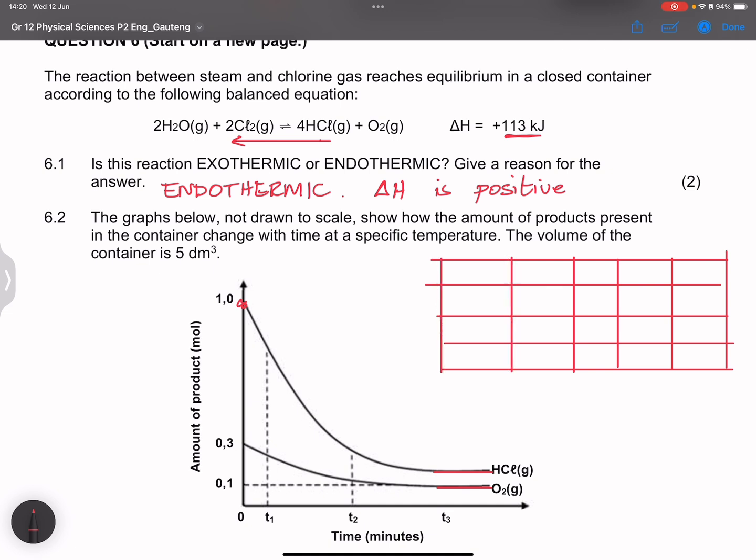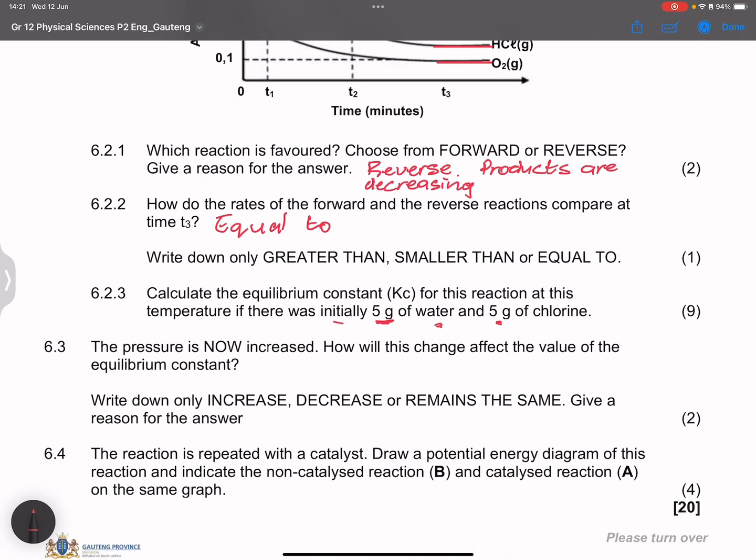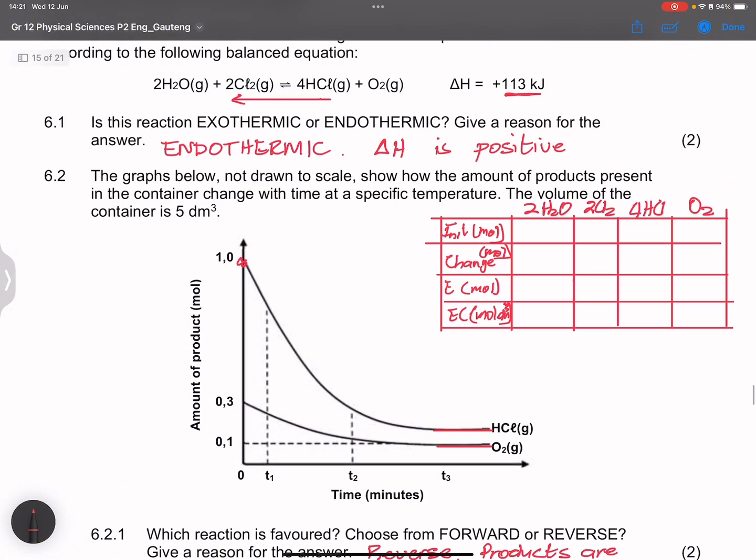So I've got initial, that's in moles. I've got change, that's also in moles. That's equilibrium, that's in moles, and that's equilibrium concentration, and that's in moles per cubic decimeter. Please don't forget to write down the SI units. So I've got 2H2O, I've got 2Cl2, I've got 4HCl, and I've got O2 over there. Now, ladies and gents, let's check. Initially, I started with 5 grams of water and 5 grams of chlorine, so I would calculate the number of moles of H2O.